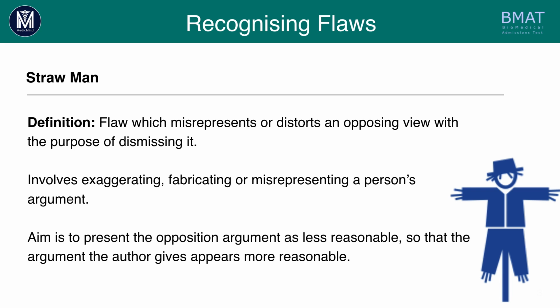So, an argument is dismissed more easily after it has been strawmanned. It involves exaggerating, fabricating, or misrepresenting a person's argument and building it to have the same strength as a weak straw man, and that's where the name comes from. The straw man is done to present the opposition argument as less reasonable, so that the argument the author is giving appears more reasonable.